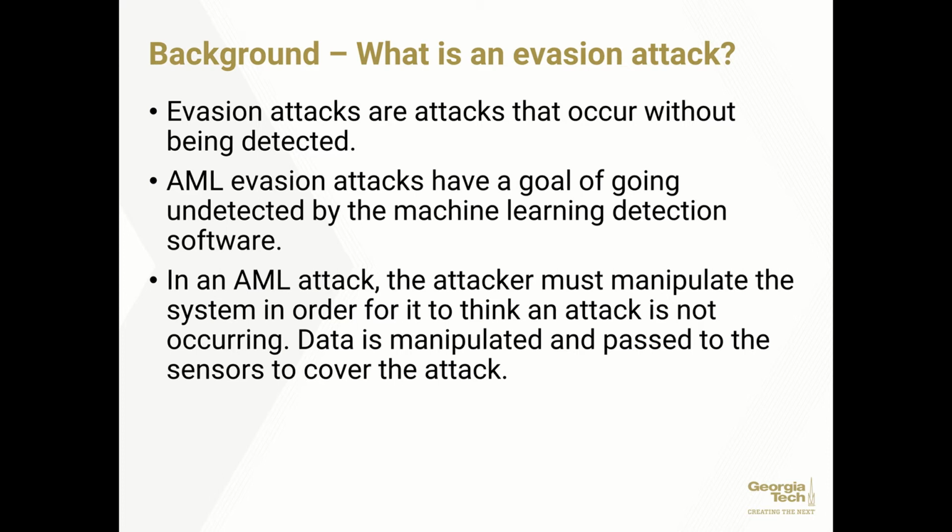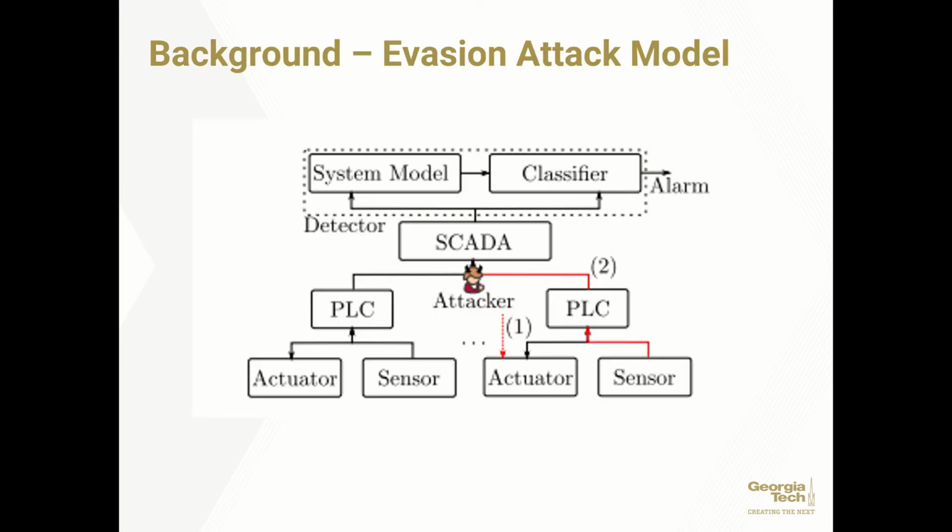Therefore, system data is manipulated to be normal data and passed back to the sensors as normal data to cover the attack while the attacker manipulates actuators of the system. Here, the authors model an evasion attack where the attacker manipulates readings from the actuator to provide the SCADA with what the system expects, hiding the attack in the process.